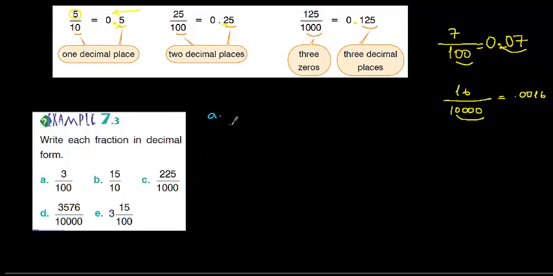I'm going to start with A. 3 over 100: firstly I write 3, then I count how many zeros there are. There are 2 zeros, so I need 2 digits. That's why I add one more 0, then the decimal point comes, and we write 0 at the beginning.